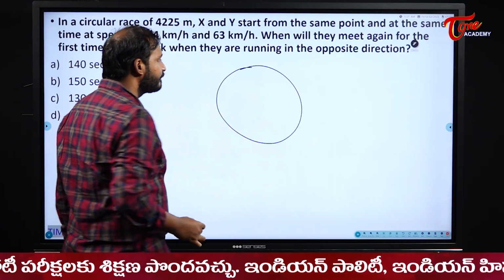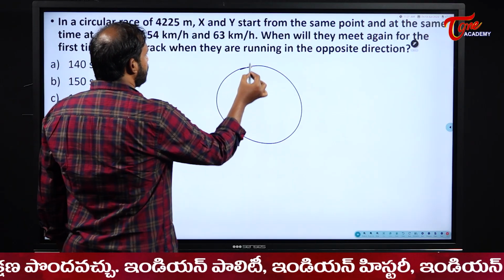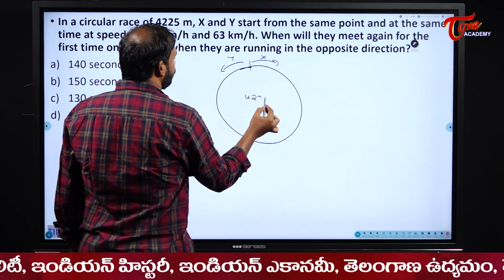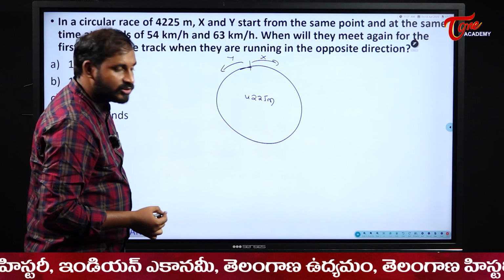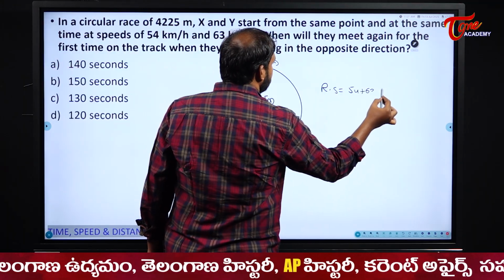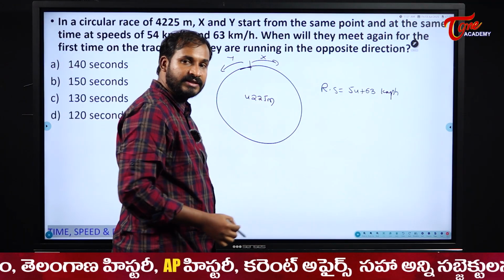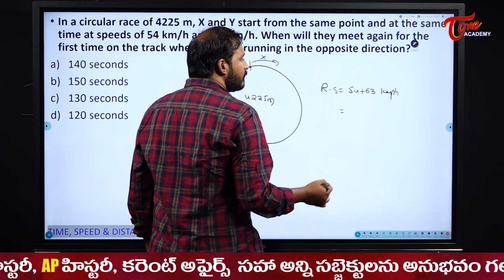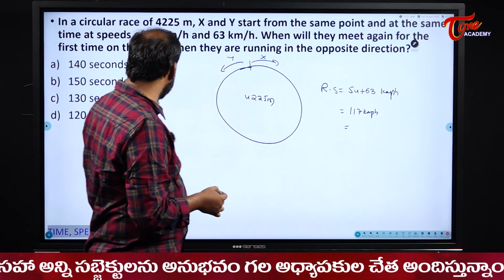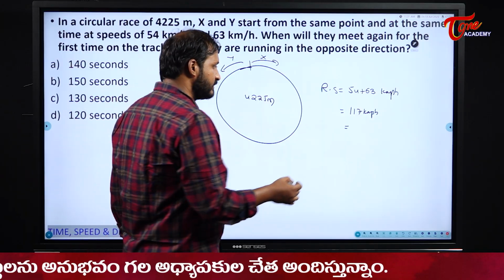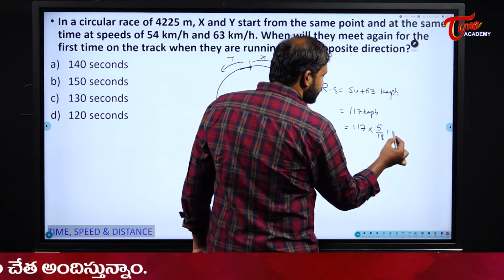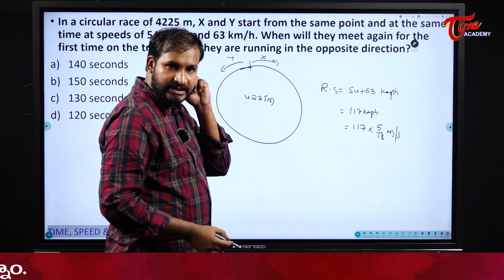In a circular one, what is happening? Now this one is X and Y, assume, and the distance is 4,225. Now they are moving in opposite directions, right? So what will be the relative speed? Tell me. Relative speed will become here 54 plus 63 kmph. This will become overall 117 kmph. But the distance is in meters and the answers are in seconds, right? I will convert it into meter per second. So 117 into 5 by 18 meters per second.